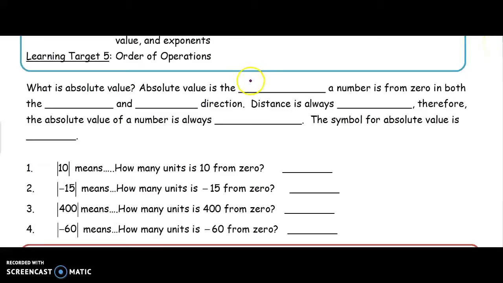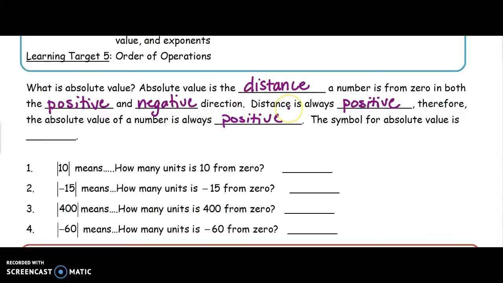Absolute value is the distance a number is from 0 in both the positive and negative direction. We talked about that distance is always positive. Therefore, the absolute value of a number is always positive. So no matter if you're headed in the negative direction or the positive direction, the distance you are moving is always going to be positive.